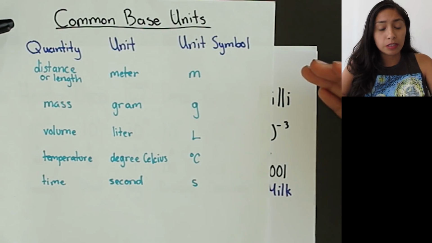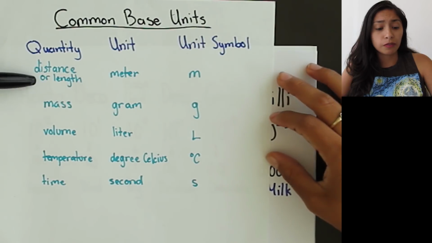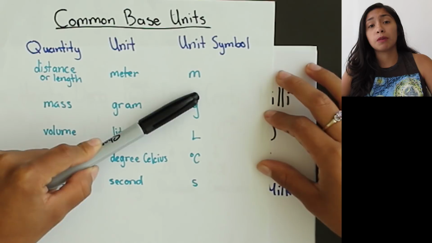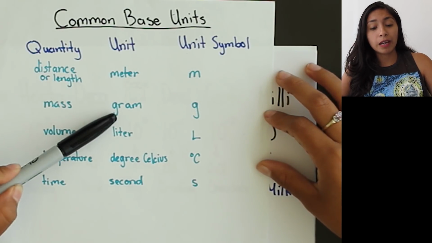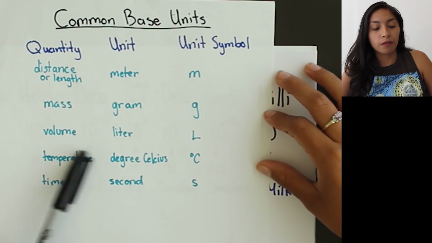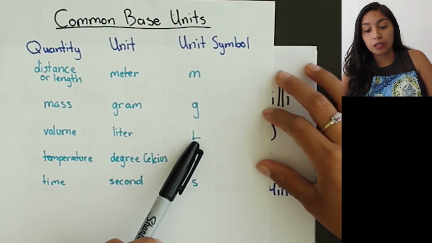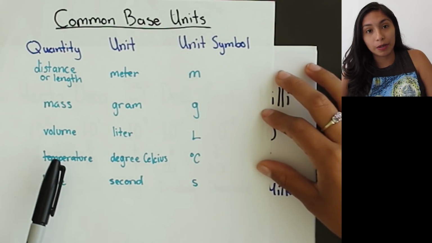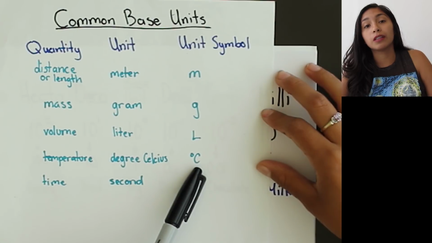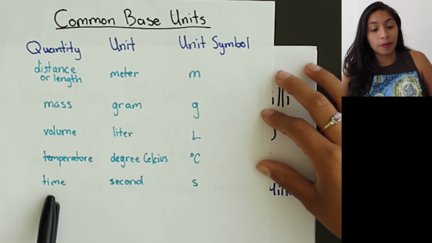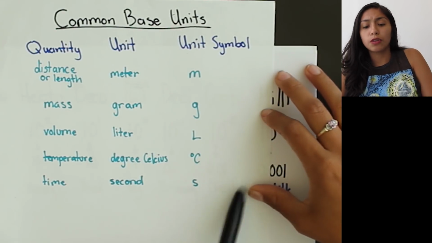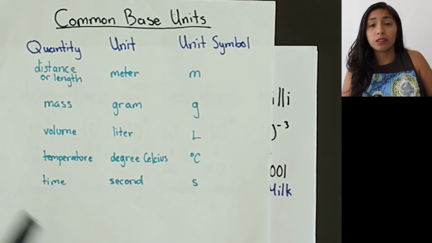The common base units that we see in chemistry for the quantity of distance or length are going to be meters, and our unit symbol is going to be lowercase m. For mass, our units are going to be grams, and our unit symbol is g. For volume, our units are liters, and the unit symbol is capital L. For temperature, degrees Celsius are the units, and the unit symbol is degree with the capital C. For time, our units are seconds, and our unit symbol is s. The unit symbols are to abbreviate the units.